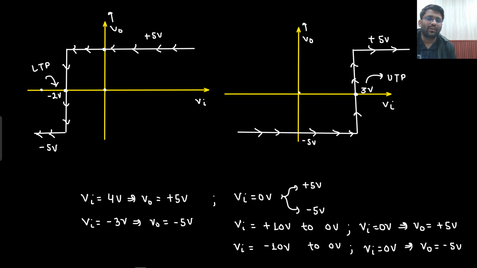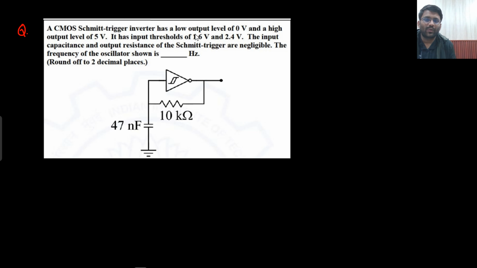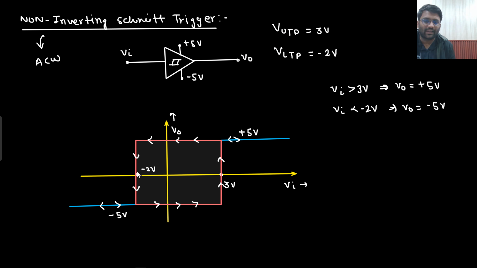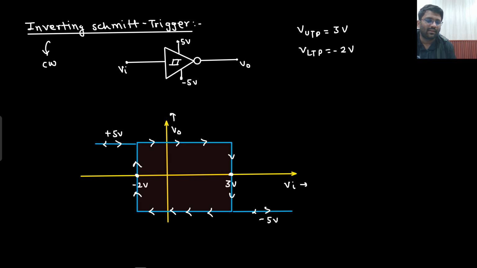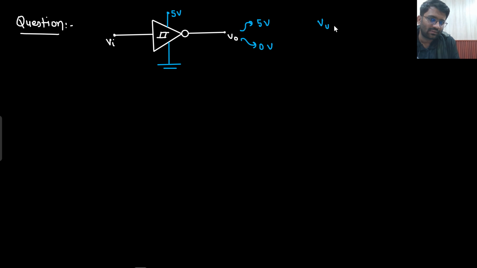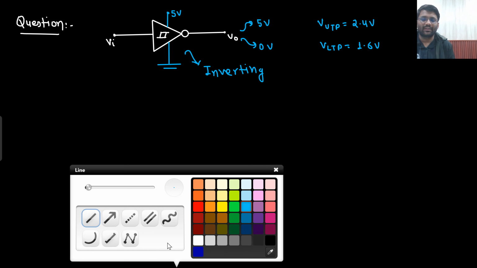What are the upper threshold and lower threshold voltages? These are 2.4 and 1.6. It is not necessary that it has to be negative; it can be positive as well. The upper threshold voltage is 2.4 volt and the lower threshold voltage is 1.6 volt. Sir, what kind of Schmidt trigger is it? It is a CMOS inverter, no? So it is your inverting Schmidt trigger. Can you make the characteristics now? Surely I can make the characteristics.